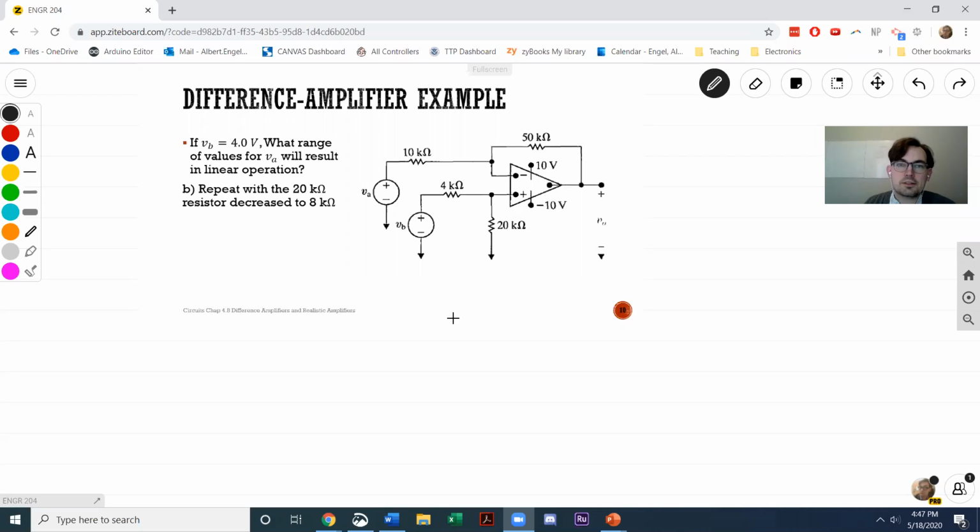Class, I wanted to go over this difference amplifier example before class tomorrow, so you had some chance to review it before class on Wednesday. So basically this is how we're going to do this.